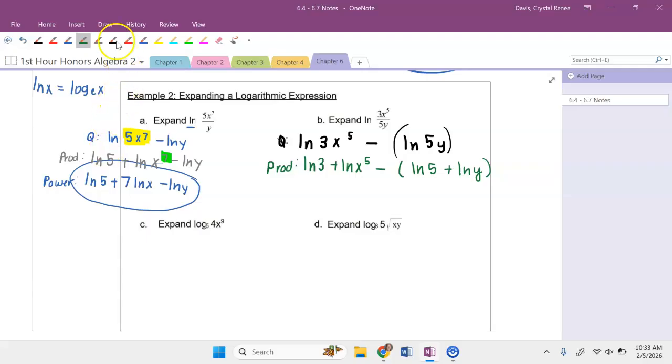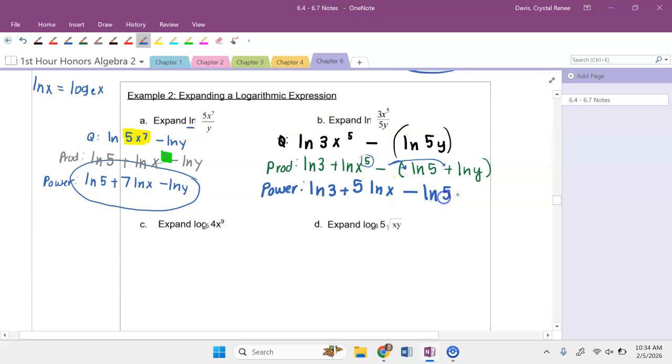So yes, most of you have probably seen why I put that in parentheses. Here we can use the power property to write natural log of 3 plus, here's my power, and I can put that as a coefficient, so 5 natural log of x. Now I want to clean this up all the way, so I'm going to distribute this negative through, so it'll be minus natural log of 5 minus natural log of y. And this is your final answer.